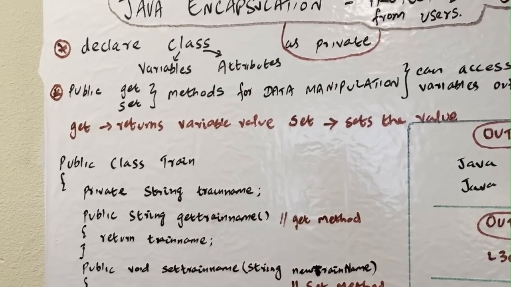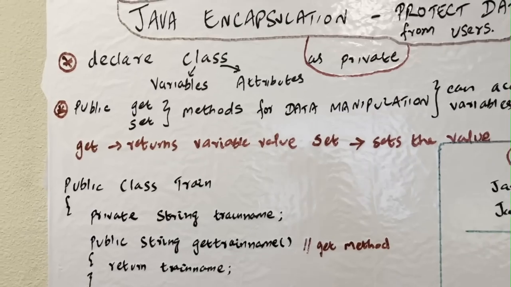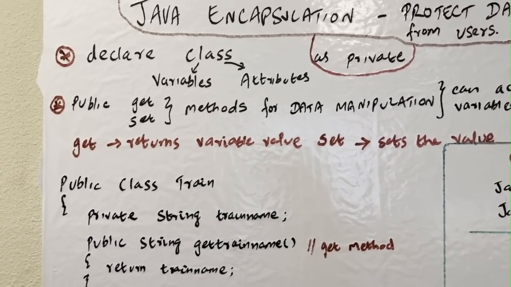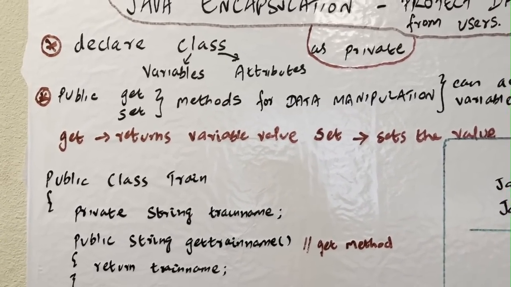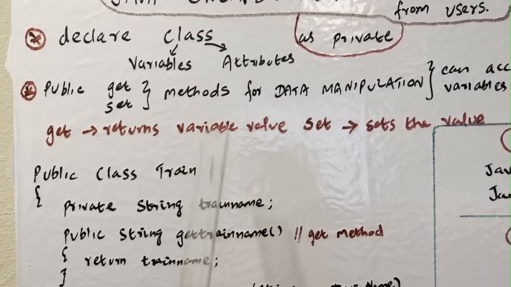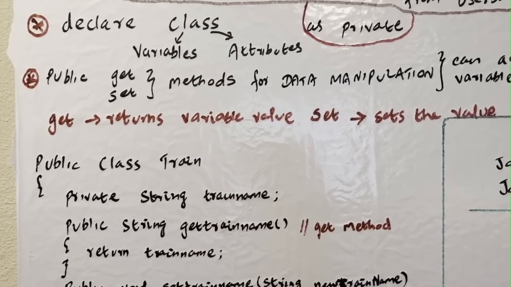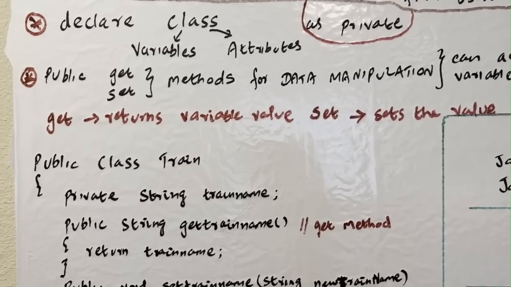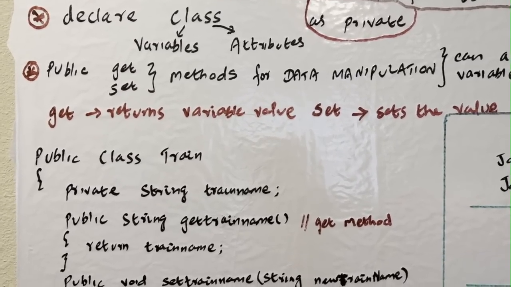the private modifier. Please watch my previous videos. I talk about private, protected, how to declare the variables, attributes of a class. Private means, as the name suggests, it's private to that class. We cannot use it in any other public class or anywhere.